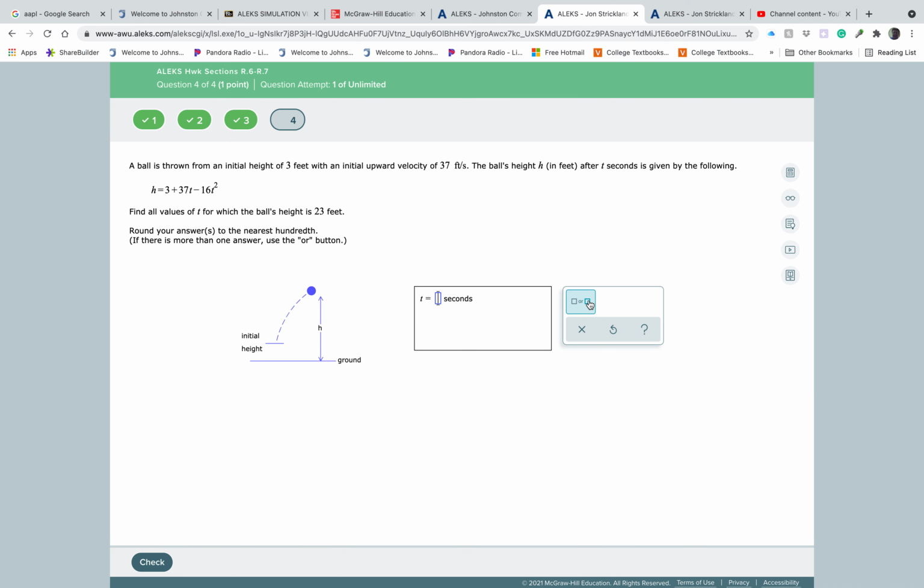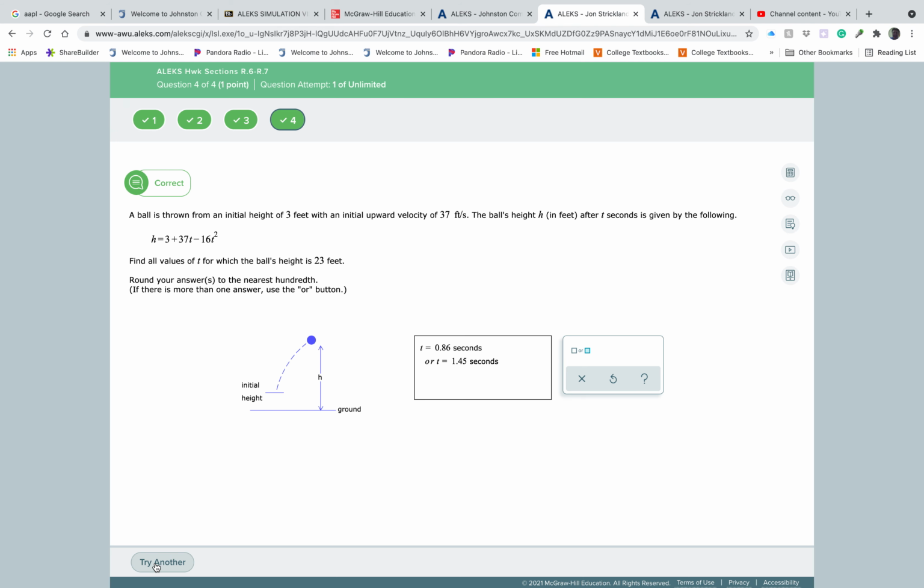And checking the results, I'm going to have 2 distinct answers. We got 0.86 and 1.45, and checking, the result is correct.